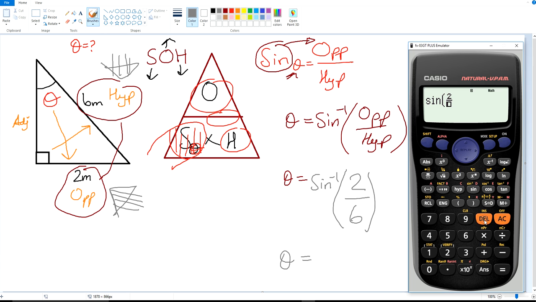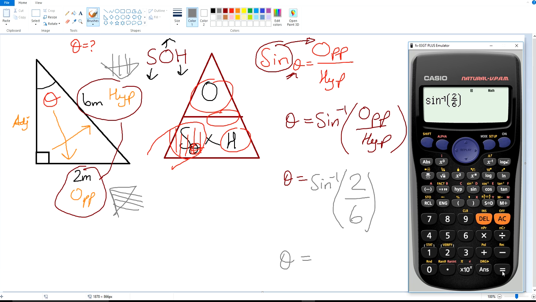Okay, we forgot the minus 1. Shift, sine minus 1. So sine minus 1 tells us we're doing inverse sine. That's when you press first shift and then sine. If you press sine alone, that'll give you something quite different. So we press shift, sine to the minus 1. Then we press the fraction button, and then it's going to be 2 over 6. Close the brackets, bring it back up again, replay, and we get that.